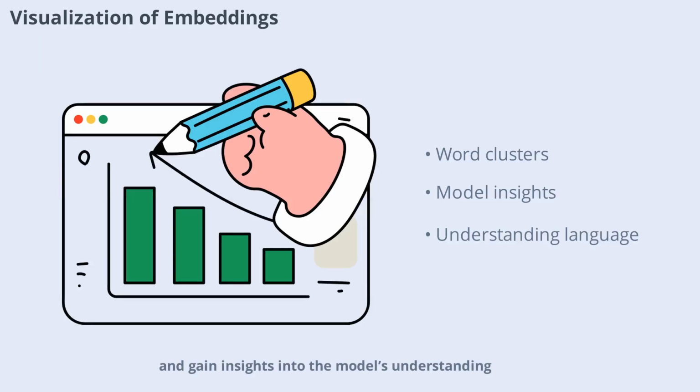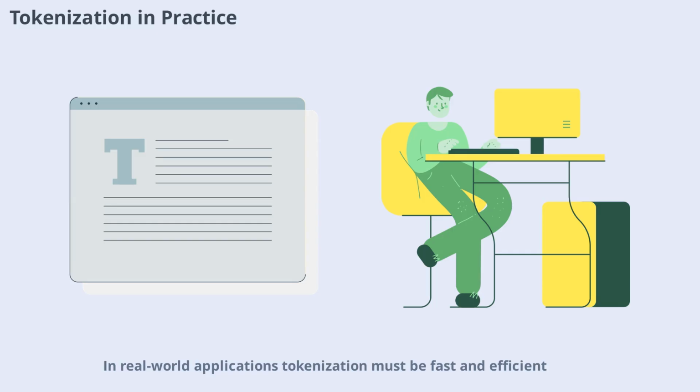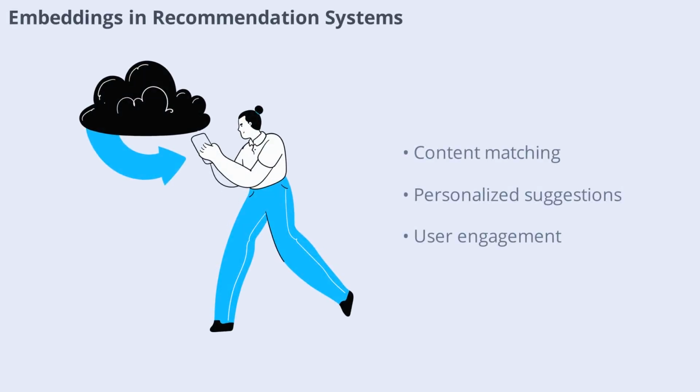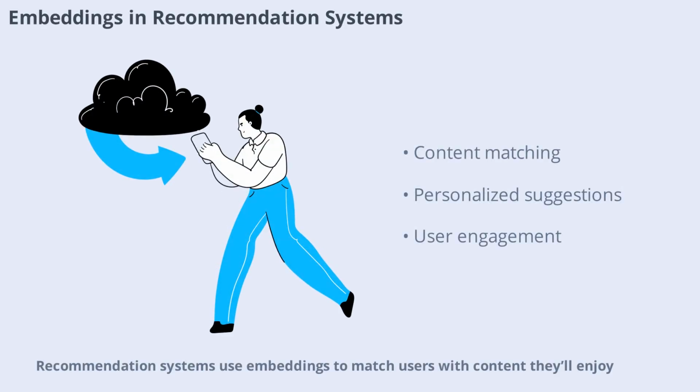the model's understanding. In real-world applications, tokenization must be fast and efficient. Whether processing a tweet or a novel, the model needs to split text into tokens quickly, ensuring smooth and responsive user experiences.